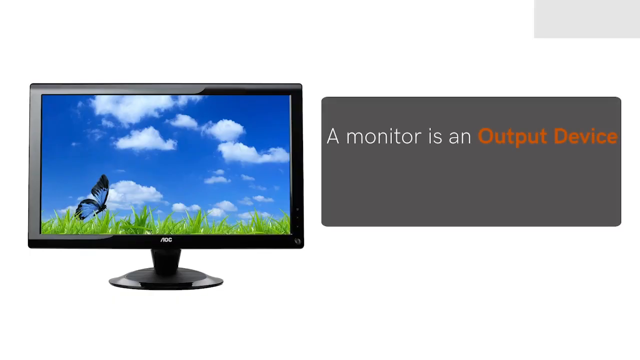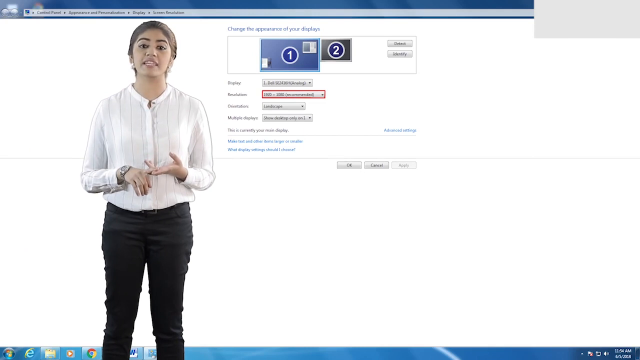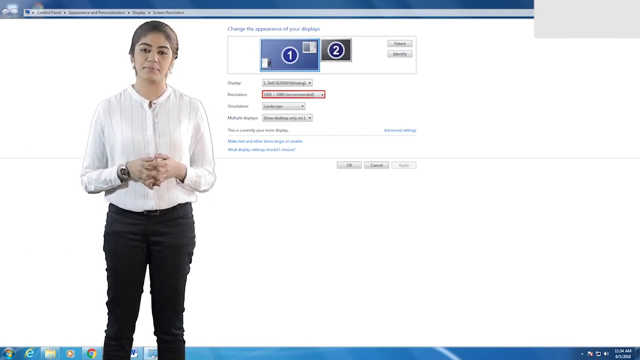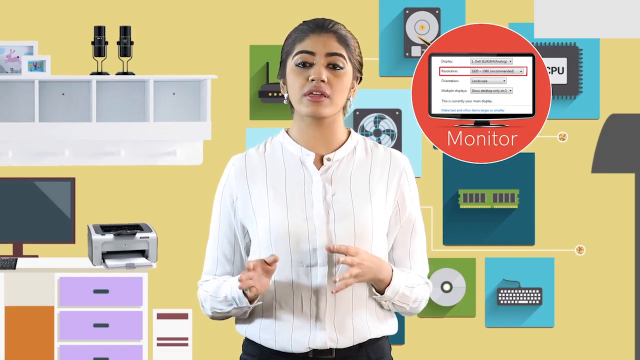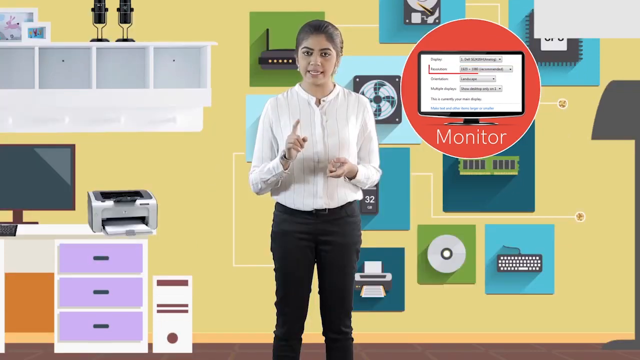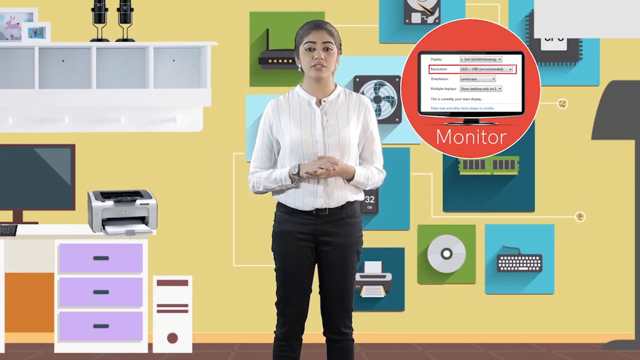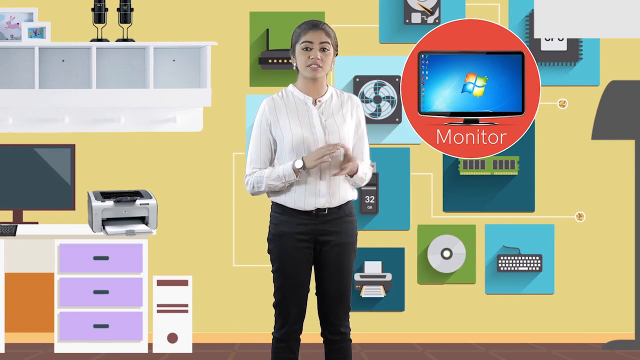Now, let's discuss the monitor. A monitor is an output device. It acts as the display board of the computer. The display features can be set manually as well. For example, resolution is a feature that can be configured anytime. Resolution means the width and the breadth of the display. In simpler words, resolution determines the clarity of the display.